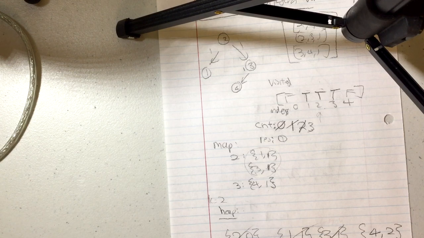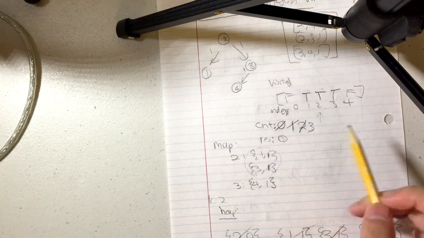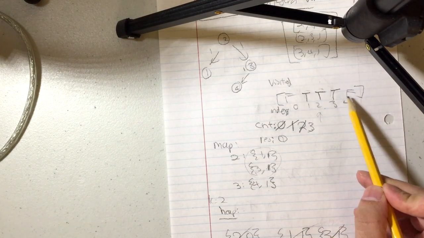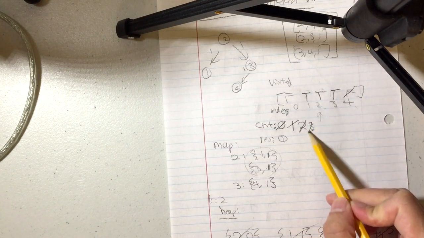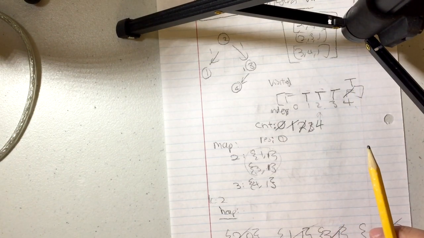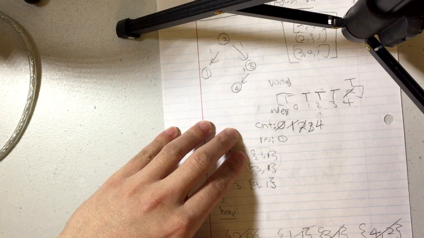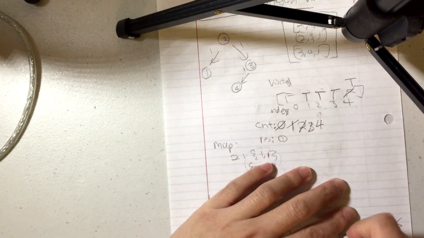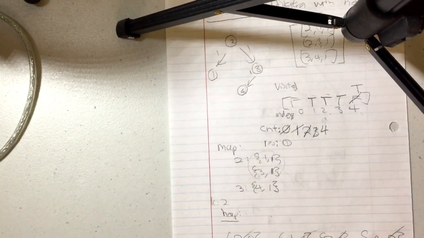Is our heap empty? It's not empty yet. So we're going to pop this value off, 4, 2, and then we check if we visited already. Did we visit 4? No, so we increase our count to become 4, and then we set it to true. Our result is now going to equal this value, 2. And then after that, we check all the neighbors of 4, there's none. So that's it.